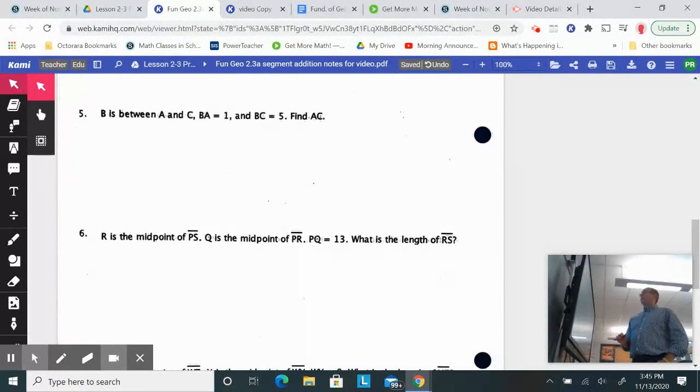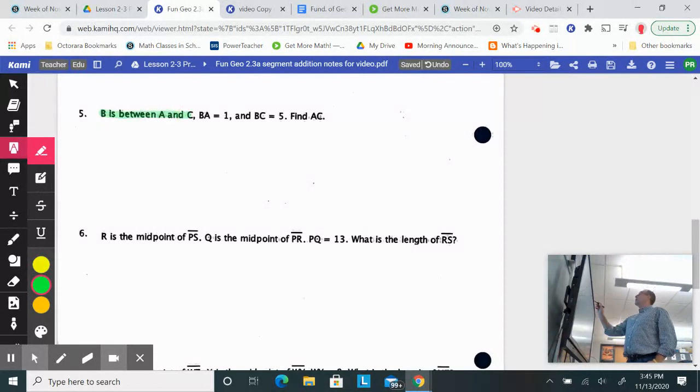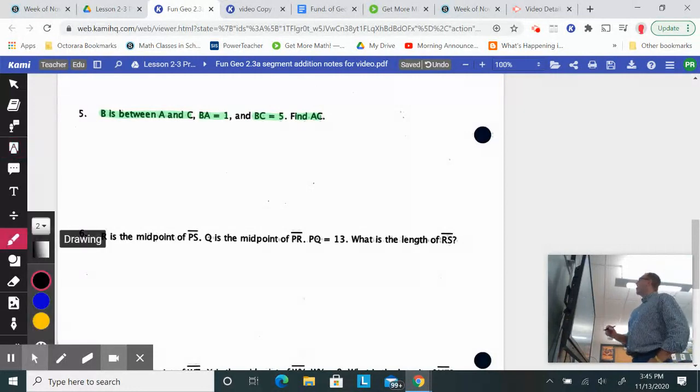So number 5 says B is between A and C. So B is between A and C. From B to A is 1. From B to C is 5. We're supposed to find A to C. Now this, compared to the lesson 2.2a that we did not too long ago, this should be pretty easy, I think, a lot easier. So take a look. Maybe I should have flip-flopped these mini lessons. Oh well, let's do this.